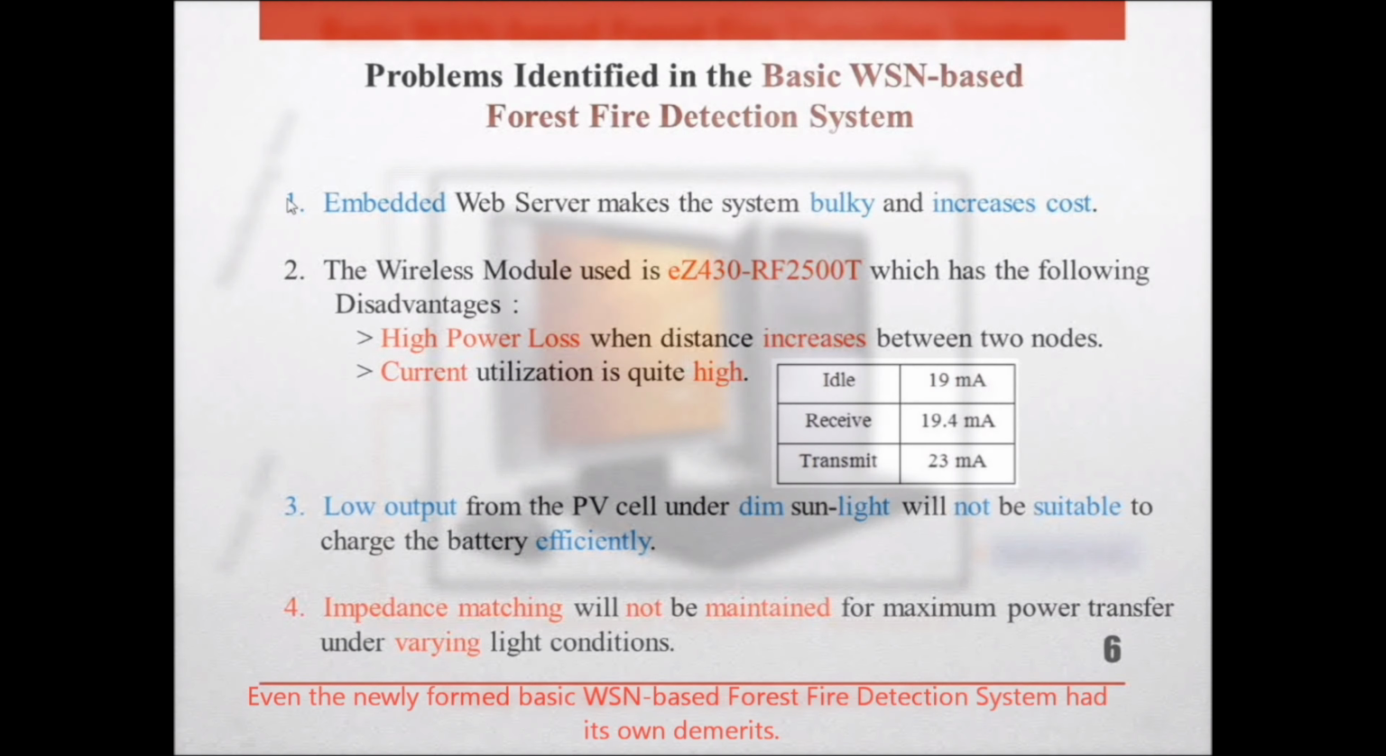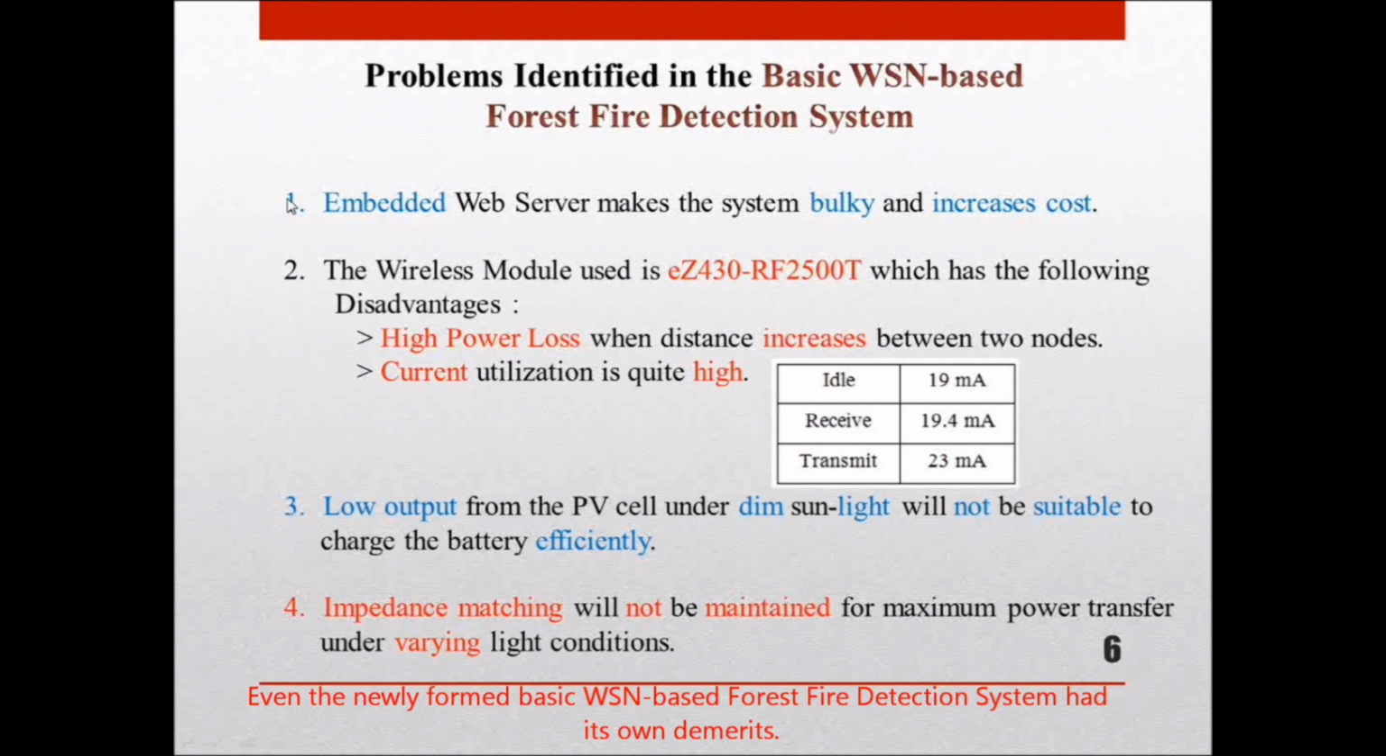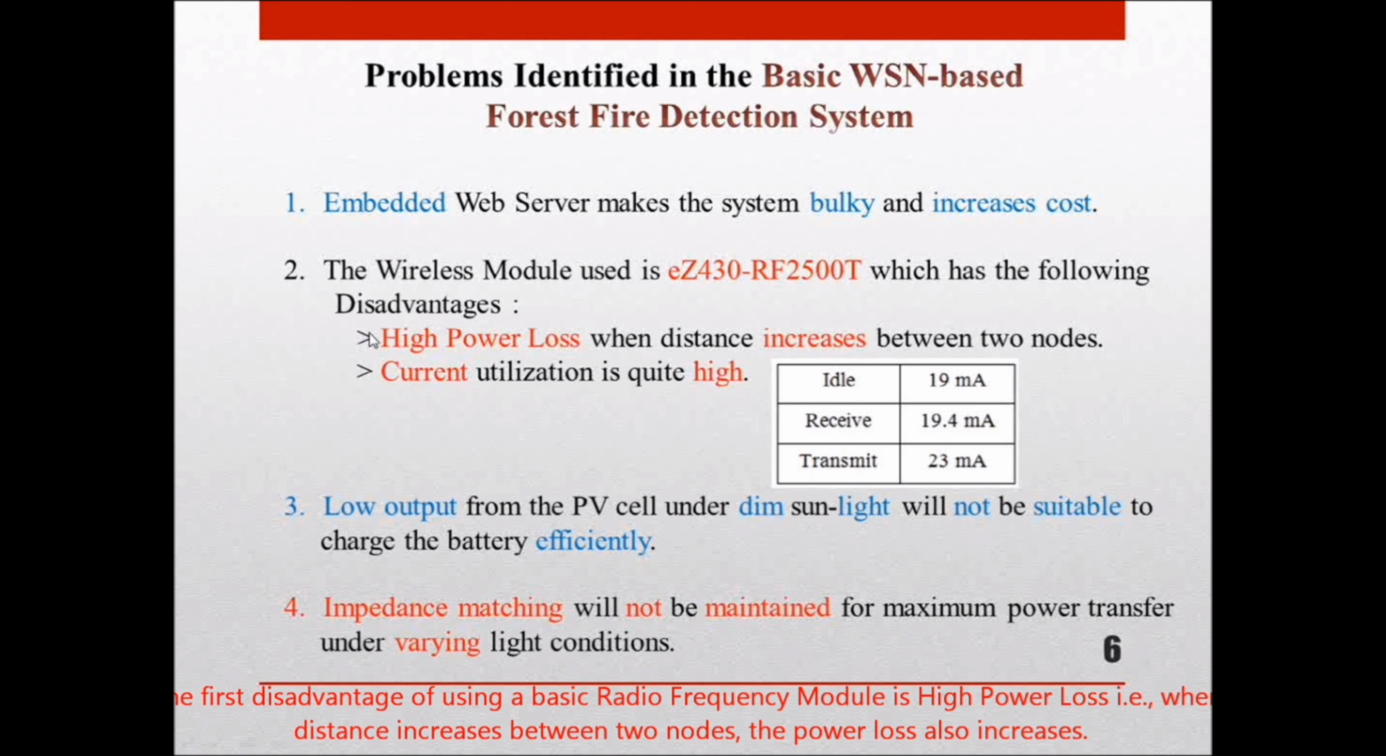Even the newly formed basic WSN based forest fire detection system had its own demerits. The first disadvantage is that it consists of an embedded web server that makes the system bulky and costly. The second demerit is that it uses a basic radio frequency module, and it has several disadvantages. The first disadvantage of using a basic radio frequency module is high power loss.